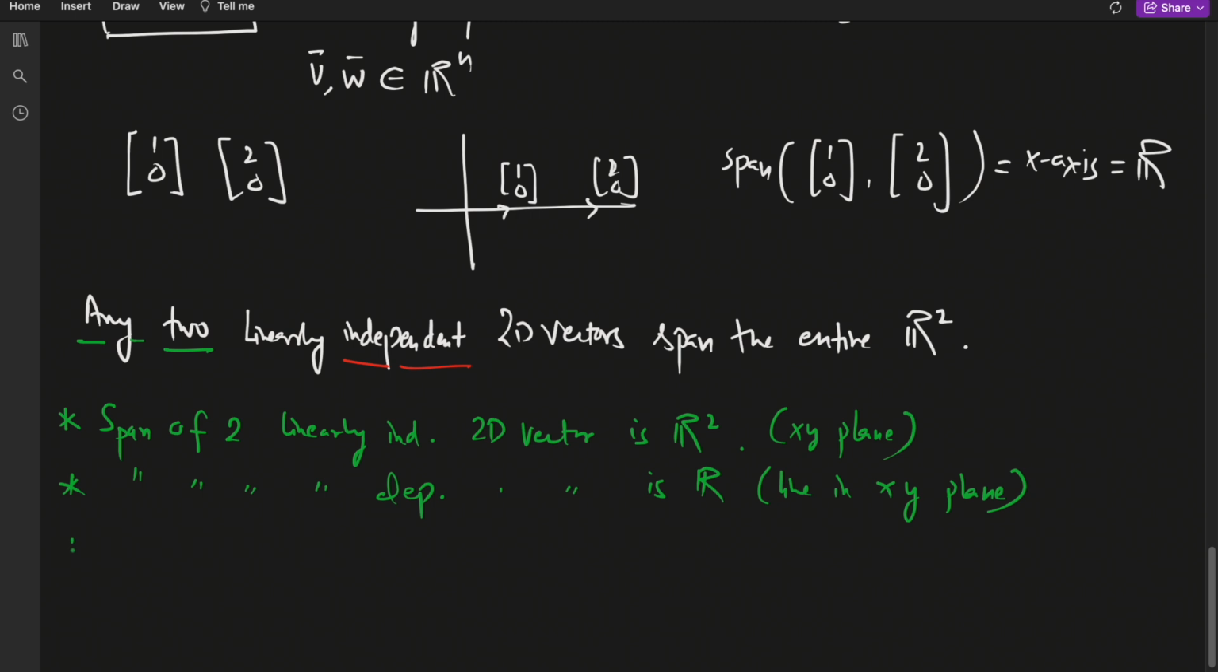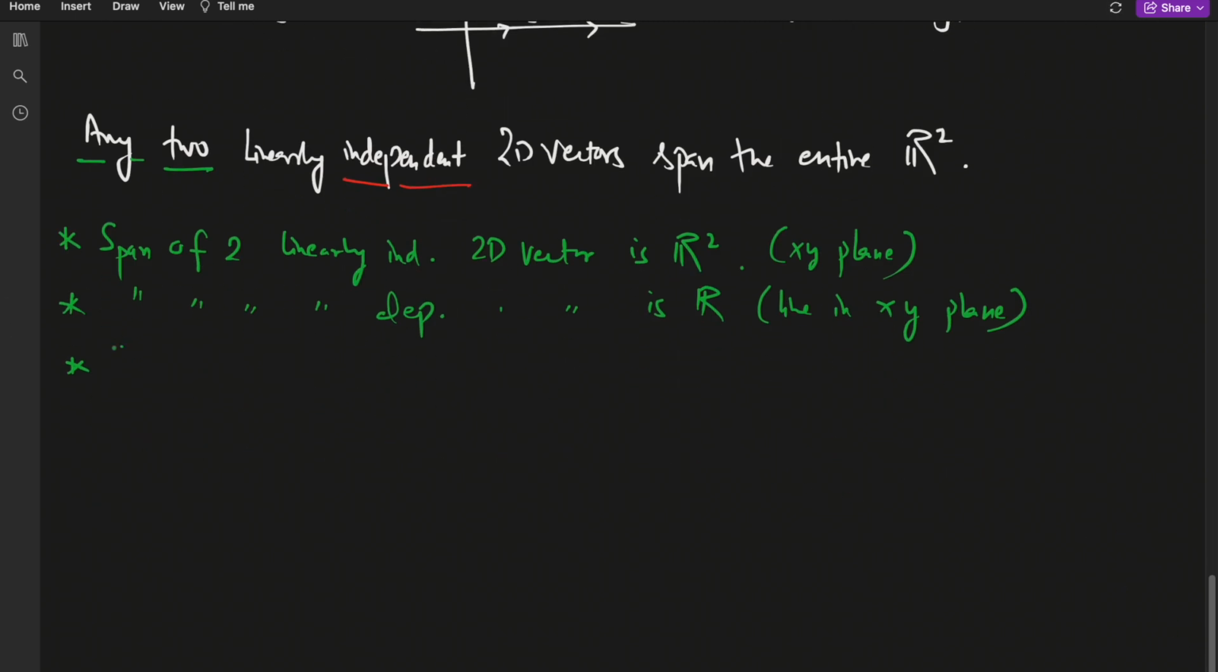Now let's move to 3 dimensions. We have the span of two linearly independent 3D vectors. Now we are moving into this 3D space. So we have the 3D space, we have 3D vectors, but we have just two of them. So what is this? Is it going to be the entire xyz space, R cubed?